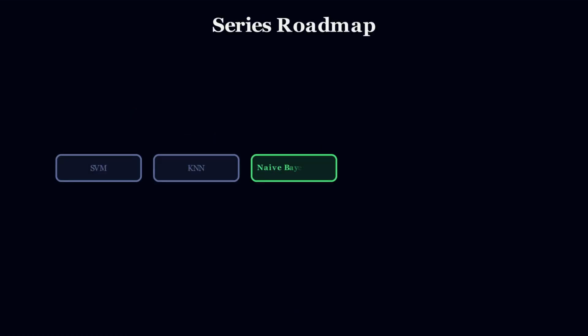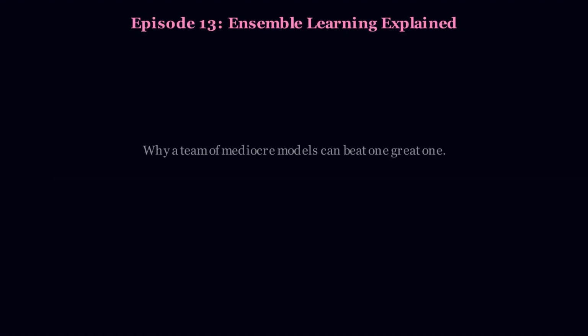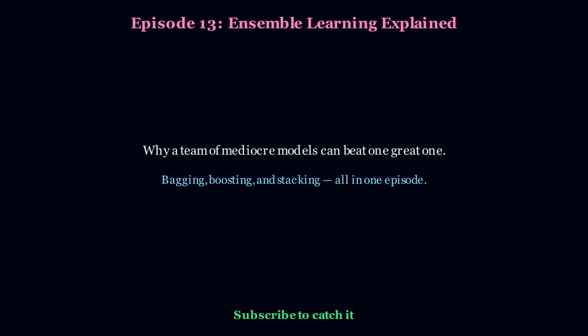Quick look at where we are in the series. We've now covered SVM, KNN, and the probability-driven world of naive Bayes. Episode 13 moves into ensemble learning, combining multiple models into one. Bagging, boosting, and stacking, 3 different ways to team models up. Episode 13, Ensemble Learning Explained. Why a team of mediocre models can outperform one great one. Bagging, boosting, and stacking all in one episode.